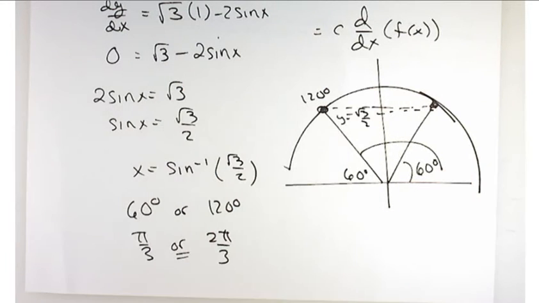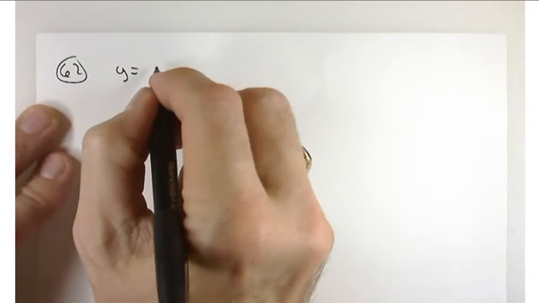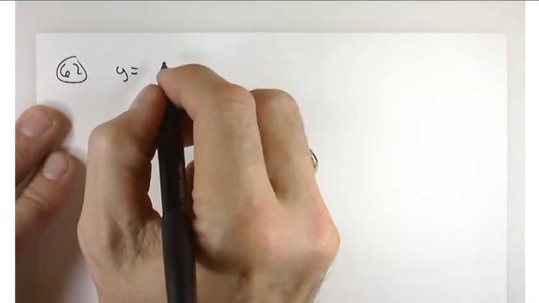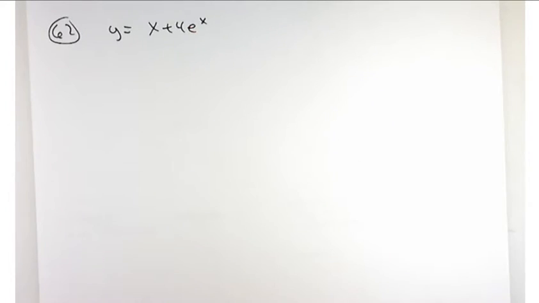Yes, please. Problem 62. Sure, let's take a quick look at 62. Same game in 62. We've got y equals x plus 4e to the x. Again, we're trying to find a place where the tangent line is horizontal.